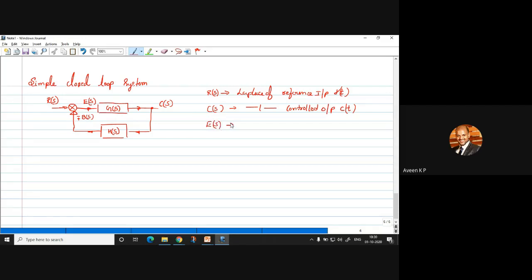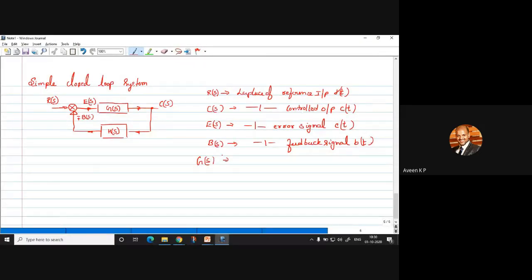E of S is the Laplace of the error signal. The normal form will be E of T. Next, B of S is the Laplace of the feedback signal, B of T.